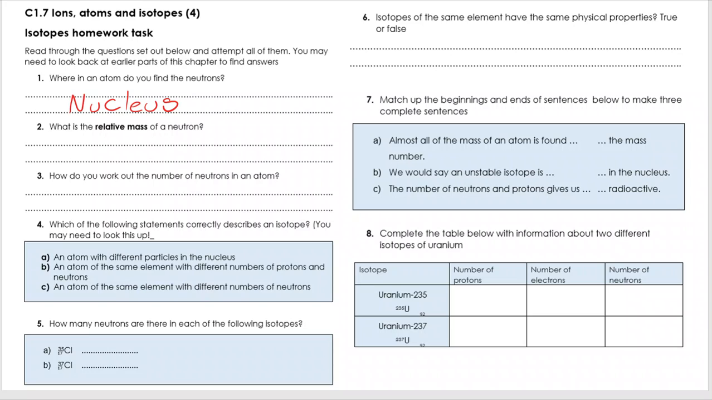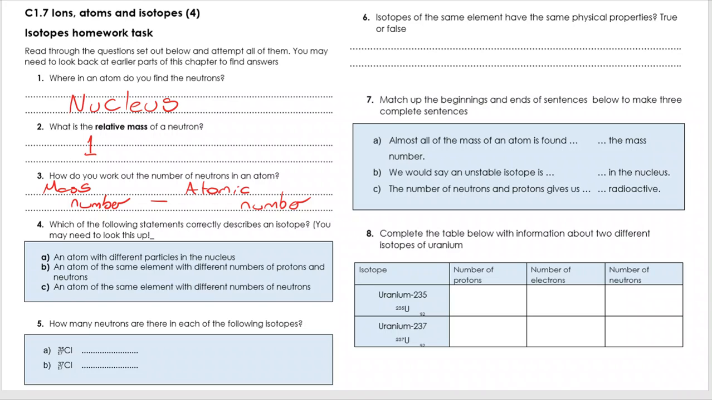What is the relative mass of a neutron? This is from the table that you have to remember. It has a relative mass of 1. And how do you work out the number of neutrons in an atom? Well, atomic number is number of protons. Mass number is number of protons and neutrons. So to work out my number of neutrons, I will do mass number, the larger of the numbers, take away atomic number, the smaller of the numbers.